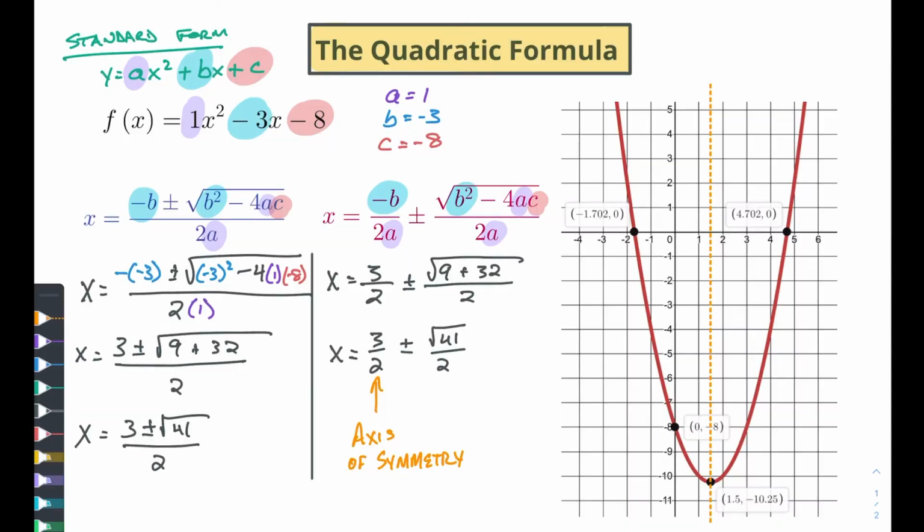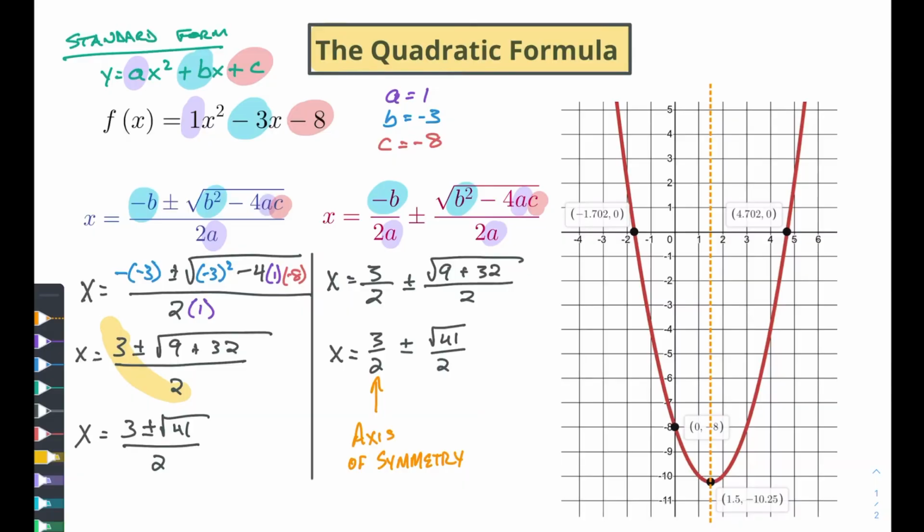And as you get more fluent with this, as you get more practice with this, you might say, well, look, here's my 3/2 right here as well. So I've got my axis of symmetry there also. Yeah, you can do that, but a lot of times we don't realize what's actually happening there. So what does this mean then?